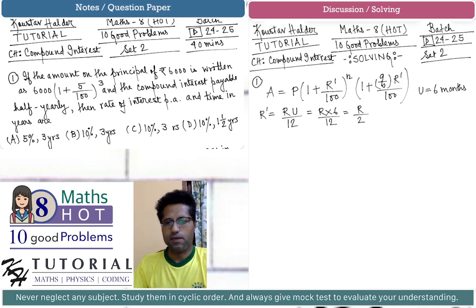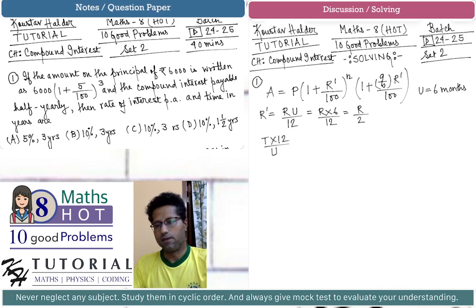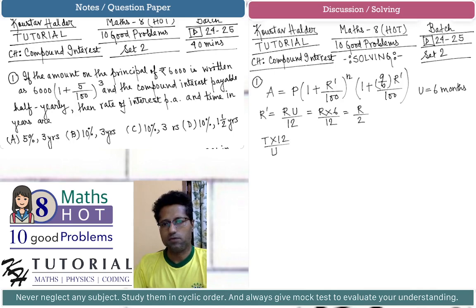Now, what will be small n and a by b? Small n and a by b are based on the value of T multiplied by 12 divided by U, where T is the time period in years and U is the unit of time, which is 6 months in this problem. In this problem, we have to find the rate of interest, that is R, and T in years.